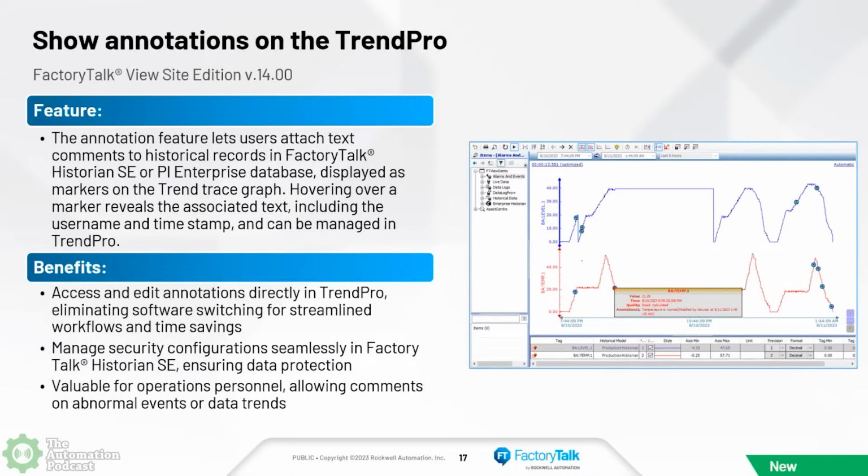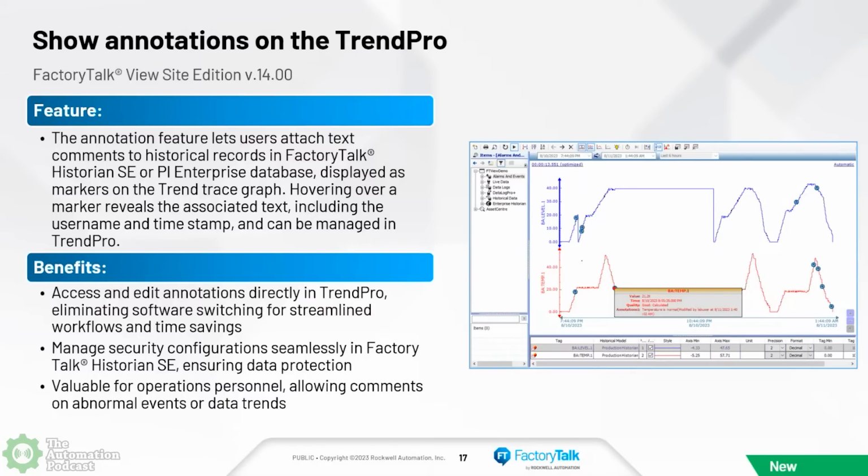I always ask people about this feature, show annotations on Trend Pro. How many people are actually familiar with annotations? My feeling is people don't know about it or don't necessarily use it. So I'm going to explain a little bit what it is. If you use something like FactoryTalk Historian, you launch your system management tool and browse to all your raw data points for that specific tag, and there's something happening in the system that you aren't sure about, but you want to make a note that there was something happening at this point in the process.